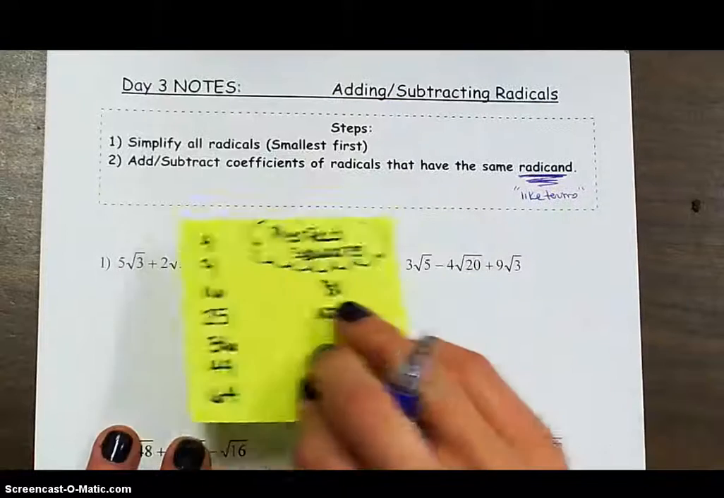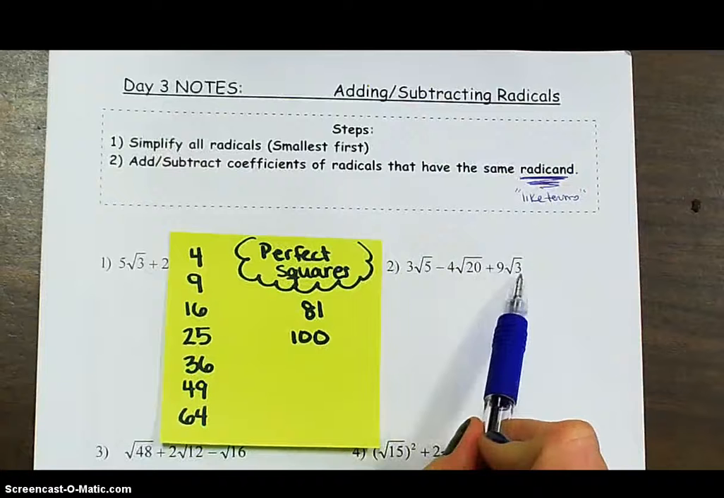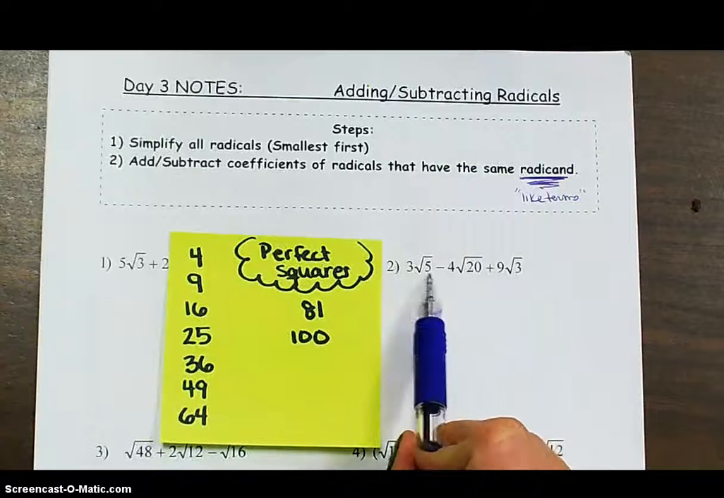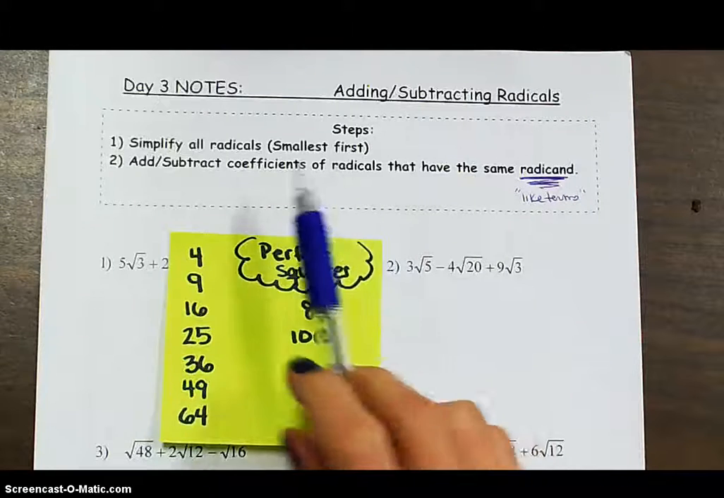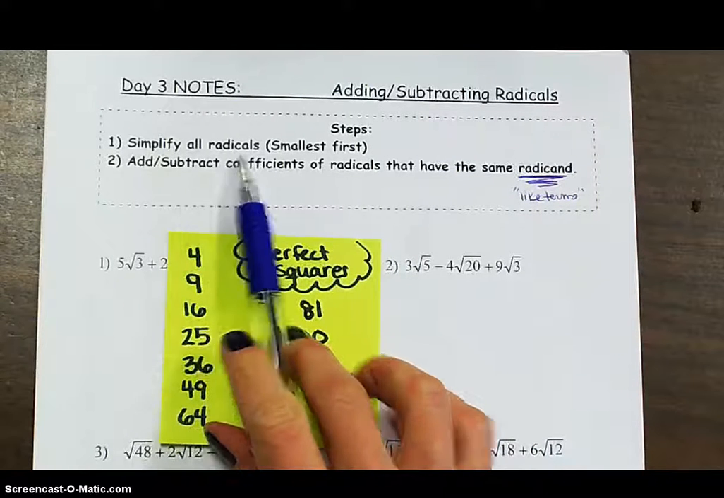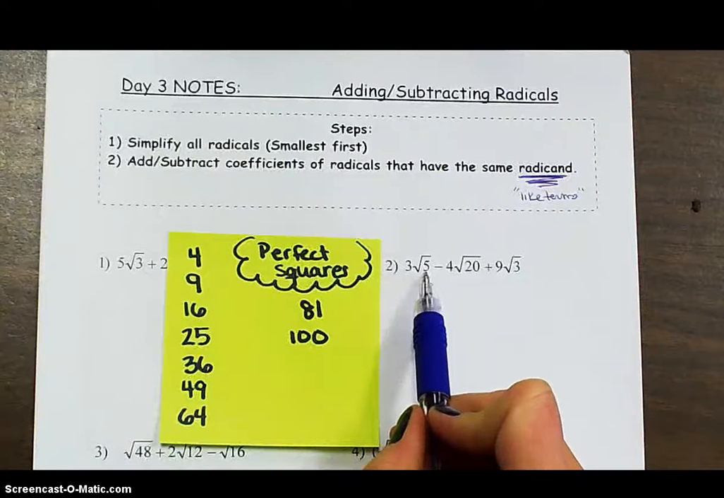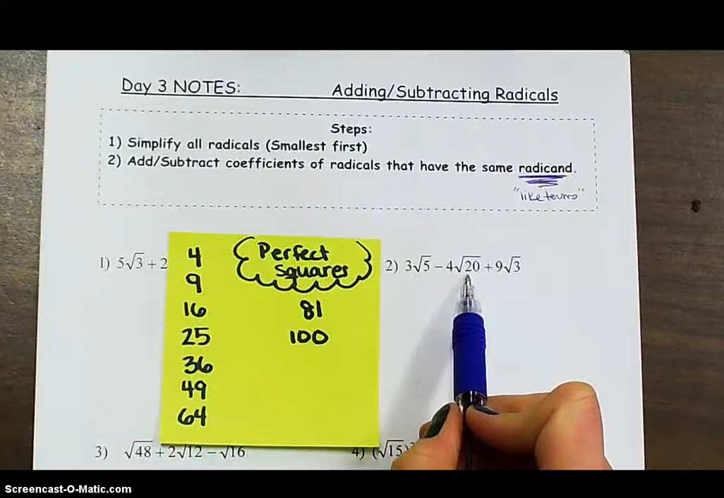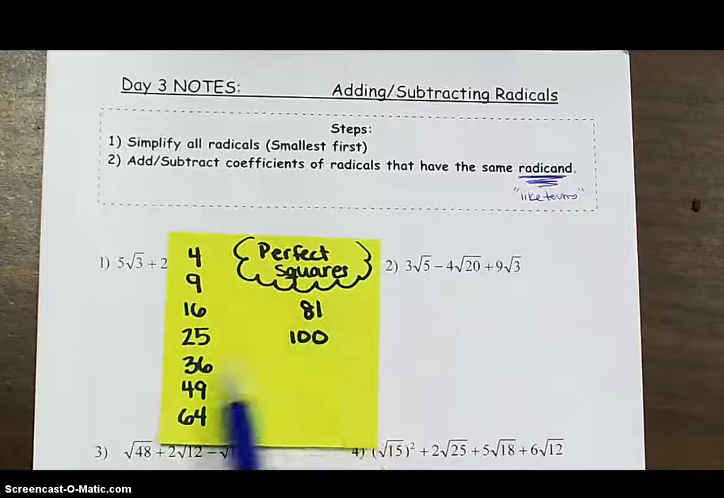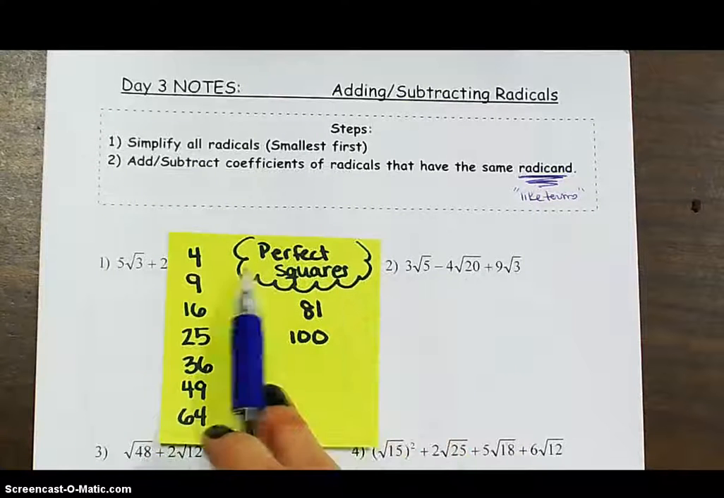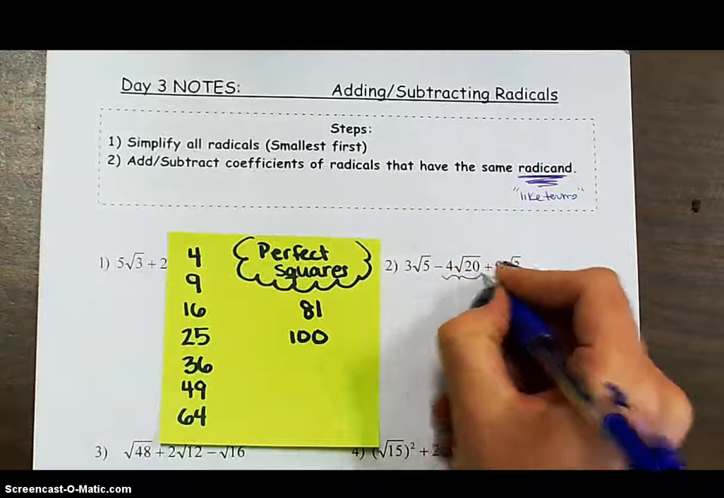Now let's take a look at number 2. I have a radical 5, a radical 20, and a radical 3. Right now, none of these are like terms, so we cannot combine any of them. But what if we were to try to simplify these? 3 radical 5, that one can't be simplified. 5 is as small as it goes. But how about radical 20? Is there a perfect square in this list that goes into 20? That's right, it would be 4. So we can actually break this one down.